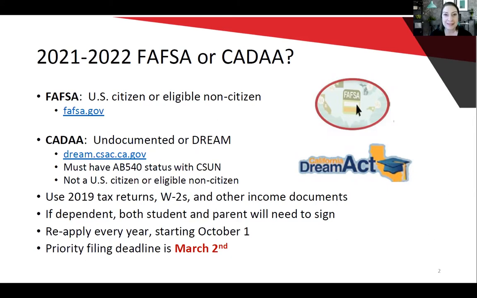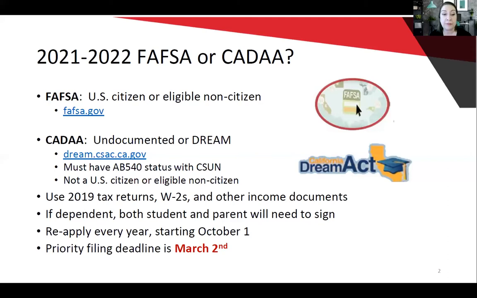So with that, let's get started. To begin with, the first thing we want to do is make sure that we are filling out the correct application. In California, we have 2 applications, but you should only use one, not both. The FAFSA is for U.S. citizens and eligible non-citizens. The CADAA is for undocumented or DREAM students with AB 540 status at CSUN.